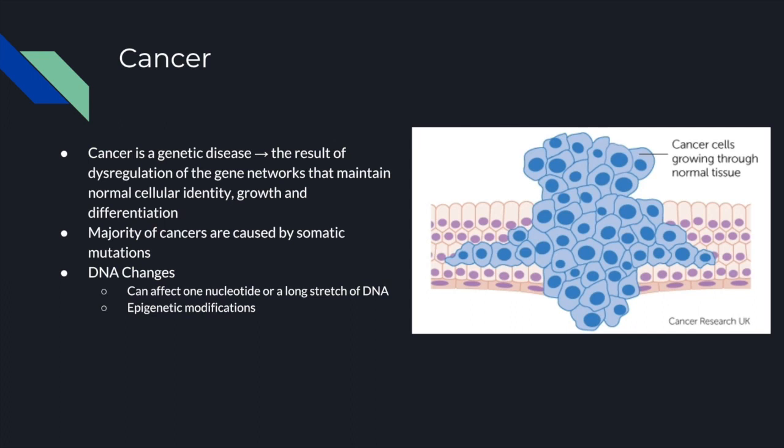Even though there are both environmental and genetic factors to cancer, the majority of cancers are caused by somatic mutations that occur after conception. These DNA changes can include point mutations, changes in a long stretch of DNA, or epigenetic changes, the addition or removal of chemical markers. These changes can influence whether and how much RNA is produced.